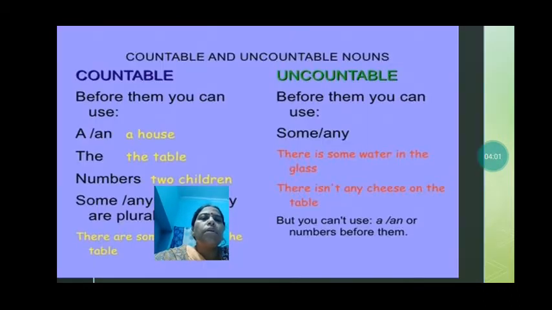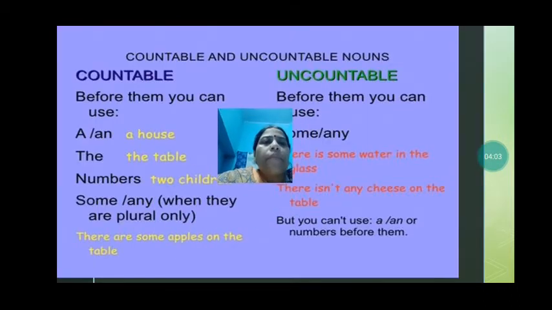Let's see more. Before countable nouns, you can use a or an for the singular. So a house means one house. Then the table, where we have used the definite article the. We can also use numbers with countable nouns. Two children, three children, four children. How many children are there? You can count and write the numbers.